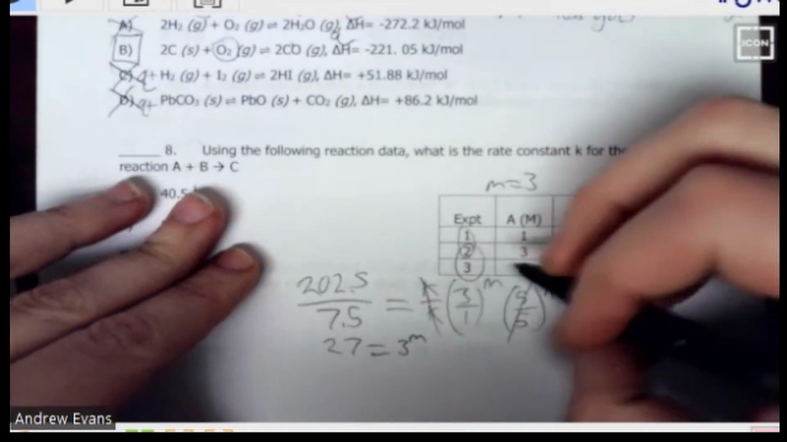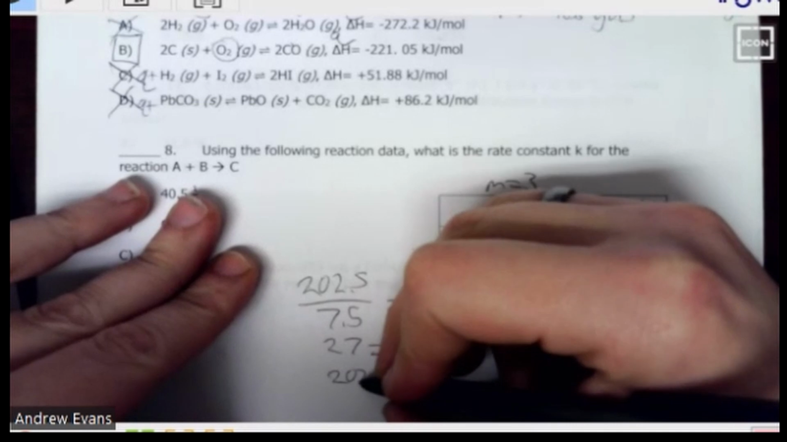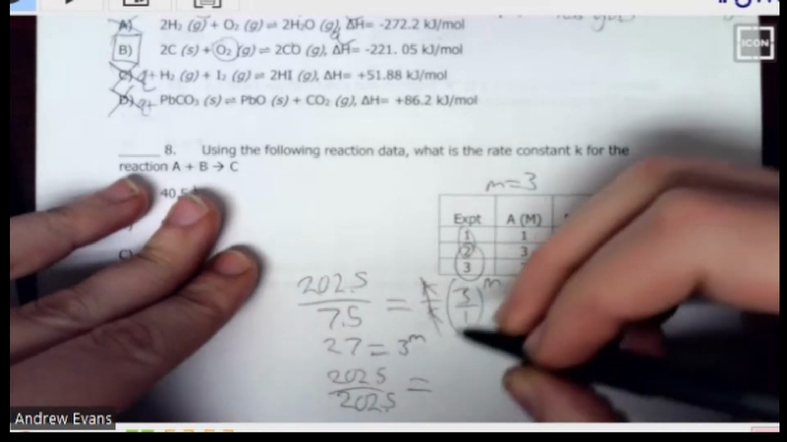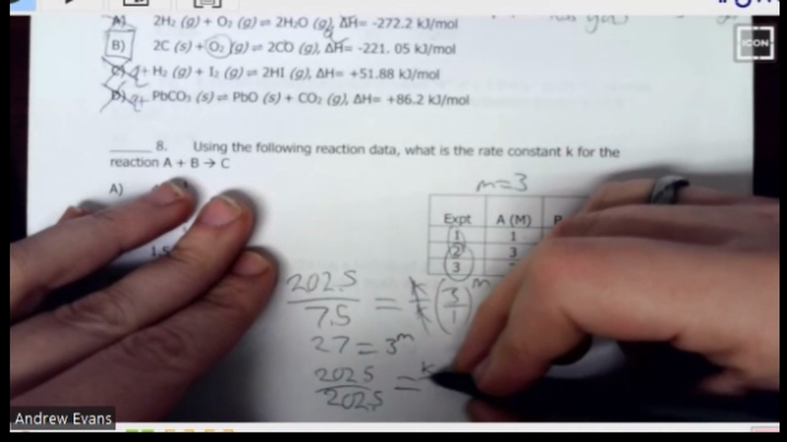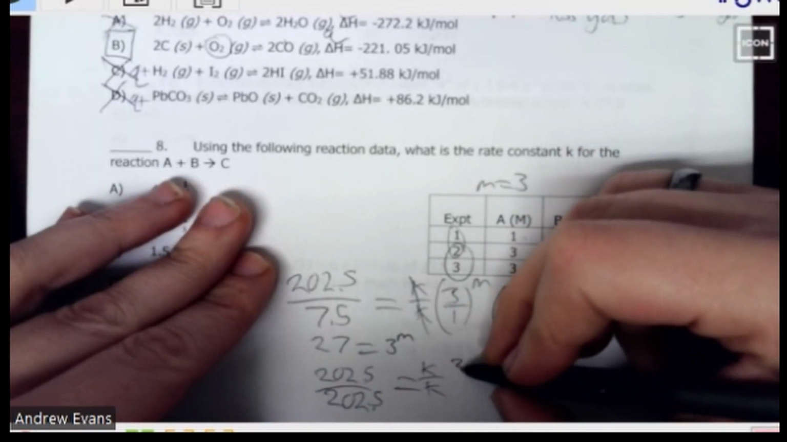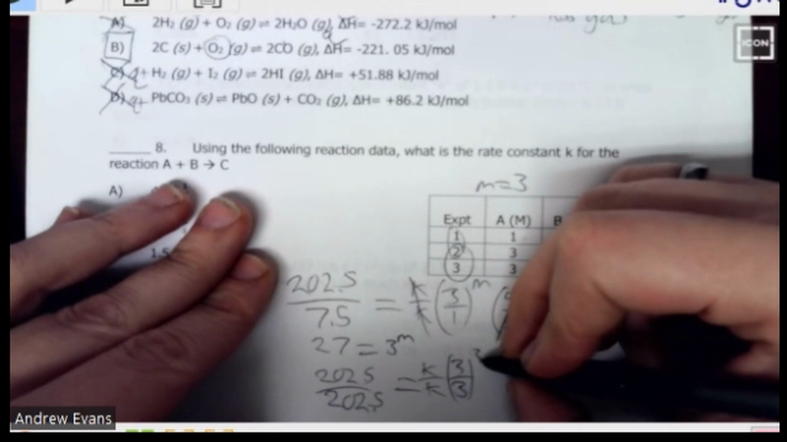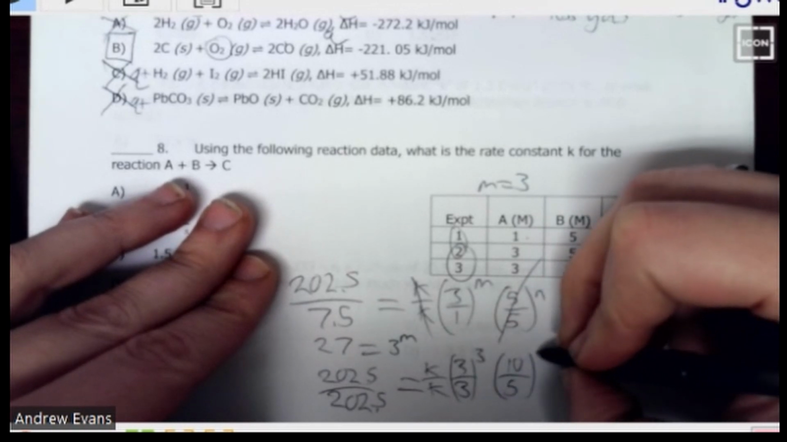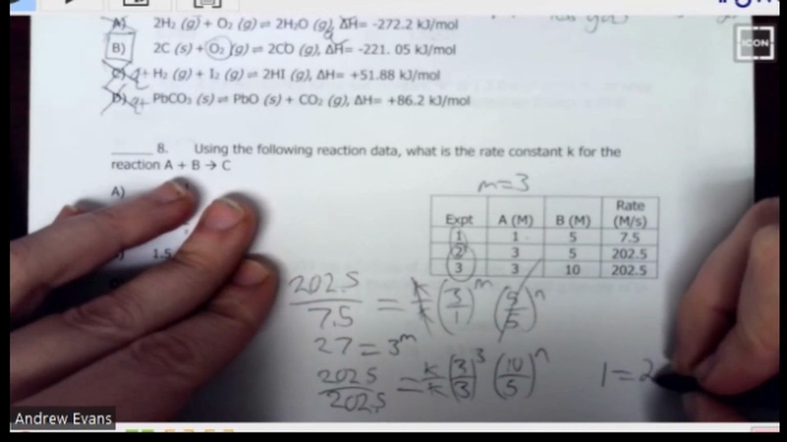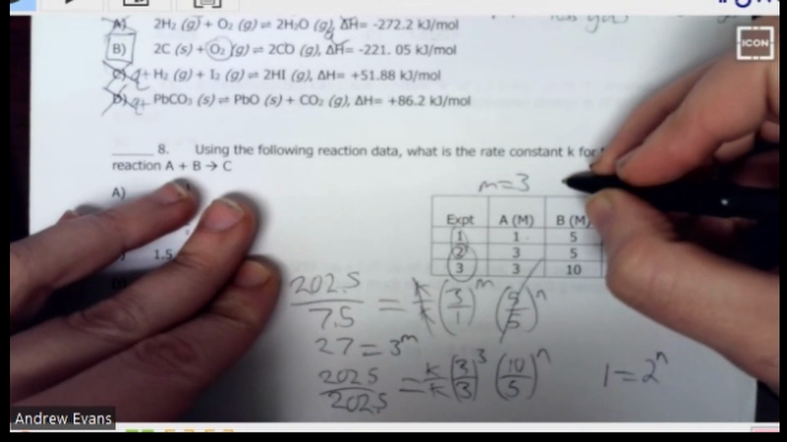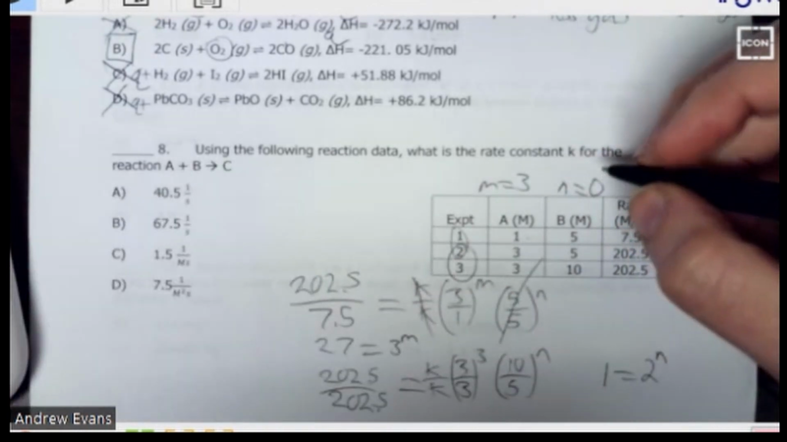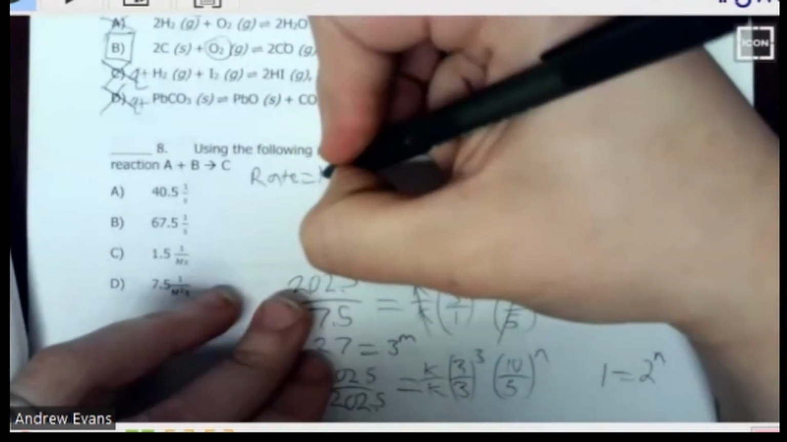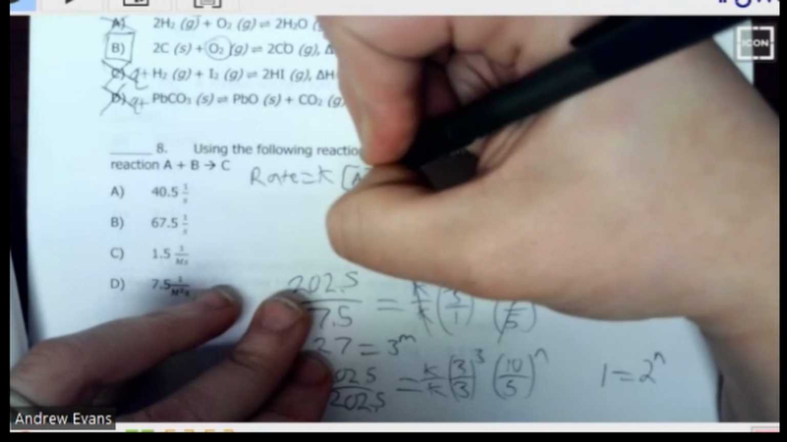I compare 2 and 3. 202.5 over 202.5 equals k over k, 3 over 3 cubed, 10 over 5 to the N. So you get 1 equals 2 to the N. The only way that works is N equals 0. So your reaction is rate equals k[A] cubed.